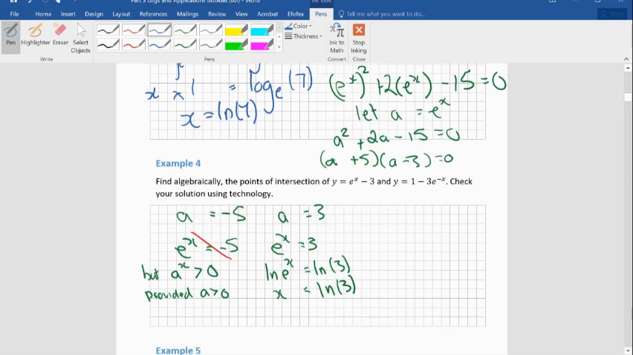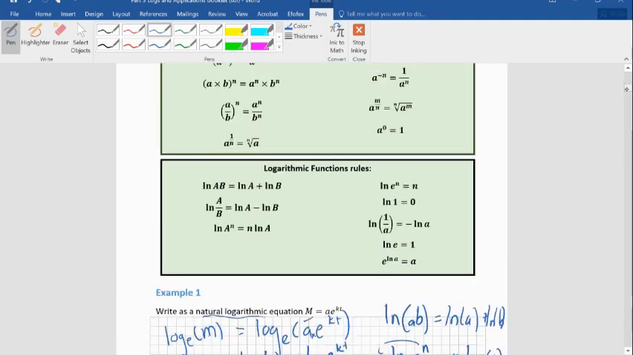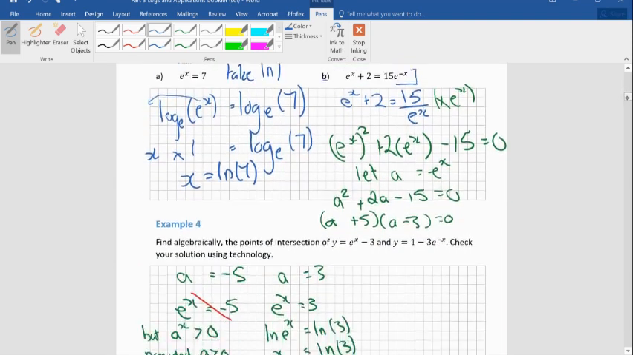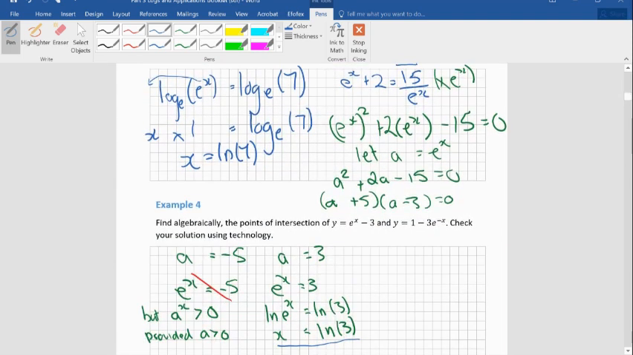So you just need to realize that when you're answering that question, and it was the previous question, you only get one answer, and that answer is x is equal to ln3. Let's just check I've answered that whole question. Yeah, it just says find x. So we've just done that there.